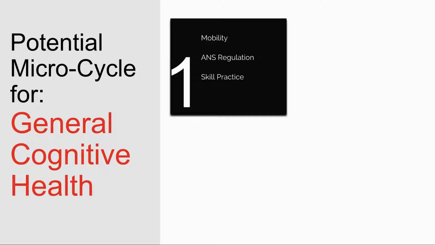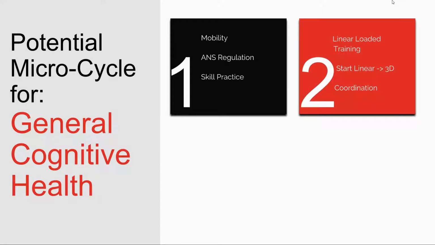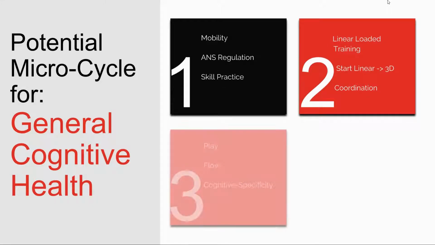it's mobility, breathing, and some skill practice. Warm them up with some sports-like movements, some basic movements that are more complex. And then I would go into more linear loaded training. You want to get that corticospinal activity, sort of upregulate the nervous system a bit. Start linear, then move three-dimensionally. Then go into some more coordination exercises or variables.